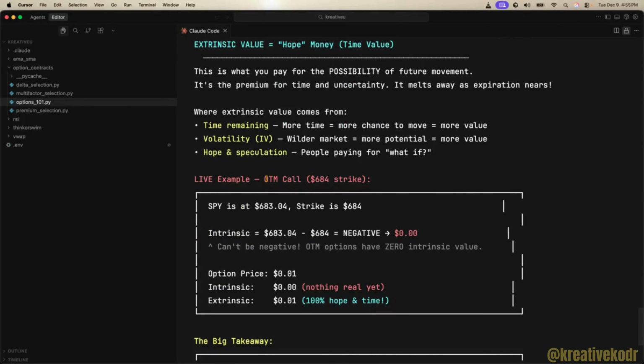So a live example of an out of the money call with a 684 strike. SPY is currently at 683.04. We're getting a strike price of 684, right? So it's a bit out of the money. The intrinsic value, the current price minus the strike price, we're negative, right? So it's zero. Out of the money options have zero intrinsic value, right? So the option price has no intrinsic value yet because it's out of the money. It's not close to where the current price is. So this is 100% hope and time.